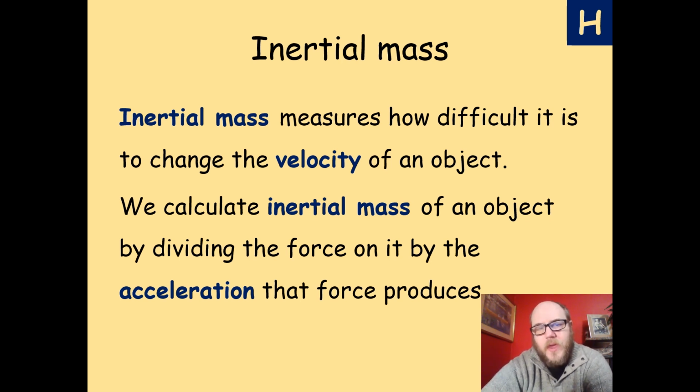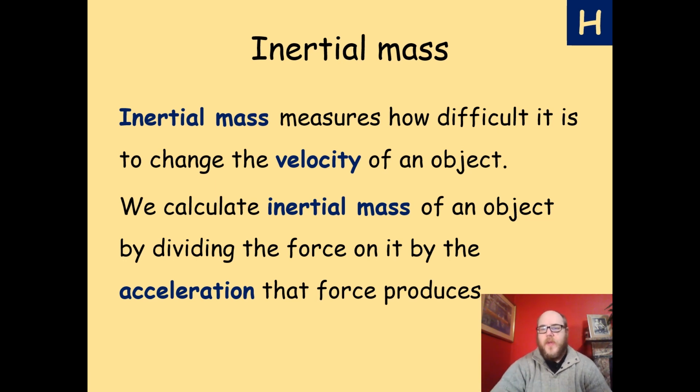Now, think about this. If you have a force that produces an acceleration, so you have the resultant force, that force, and we've seen it in some of the calculations, needs to be bigger if the mass is bigger to achieve the same acceleration. So if you have a 20-ton truck and a 900 kilogram car, to get them to accelerate to 60 miles an hour at the same time, you need an awful lot more force to accelerate the truck. And so this kind of resistance to a change of velocity is known as the inertial mass, and we calculate it simply by dividing the force on it by the acceleration that force produces.